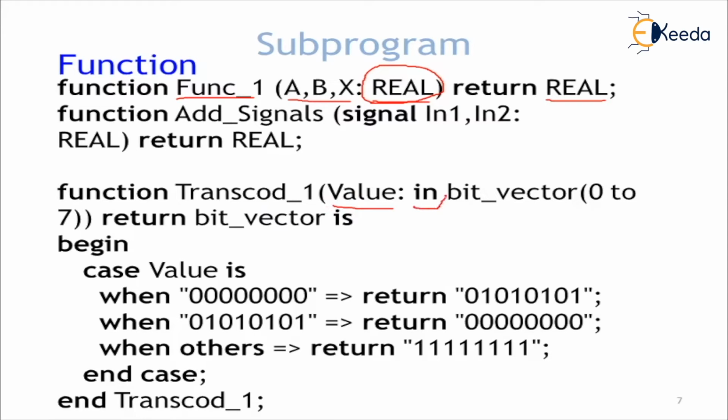Here it is not required, but we have declared it here. We can declare it or may not declare it. Bit vector having width of 0 to 7, and return type is again bit vector. And begin. Now this is our function body.